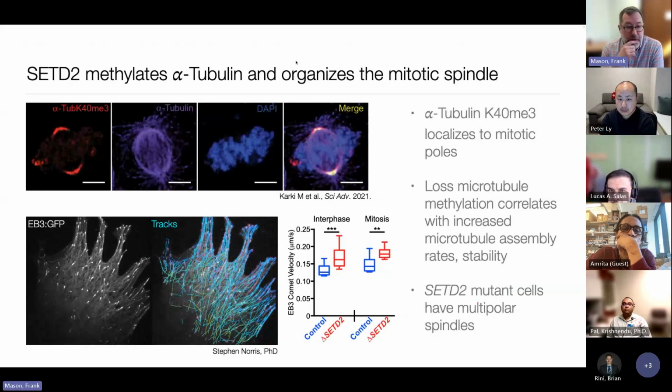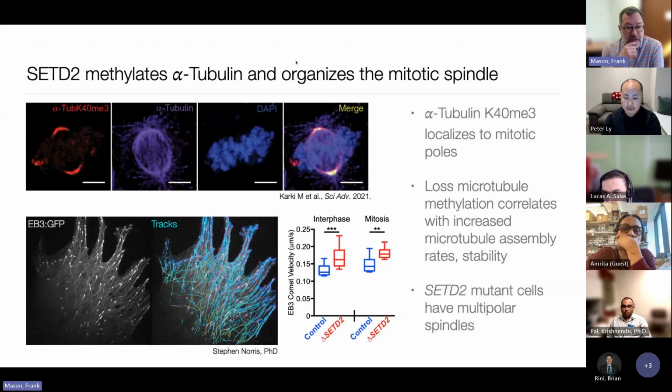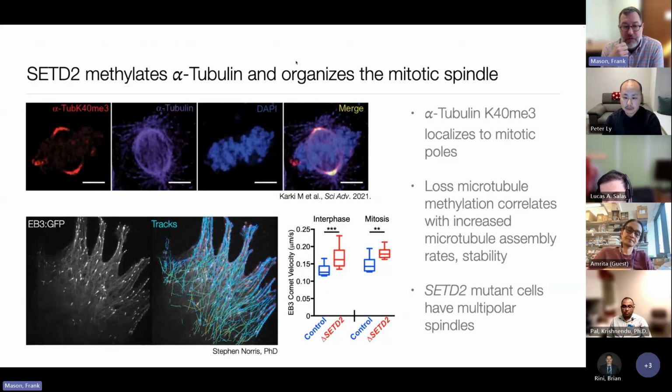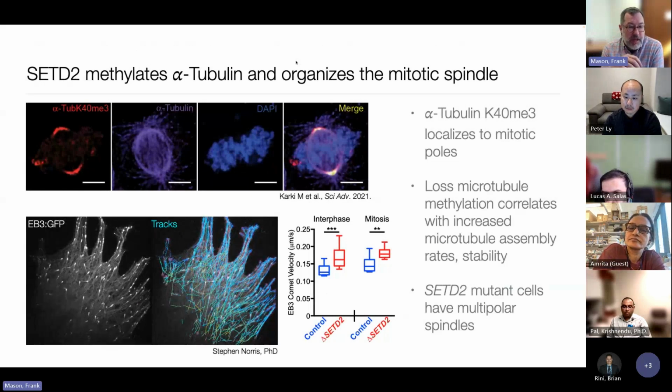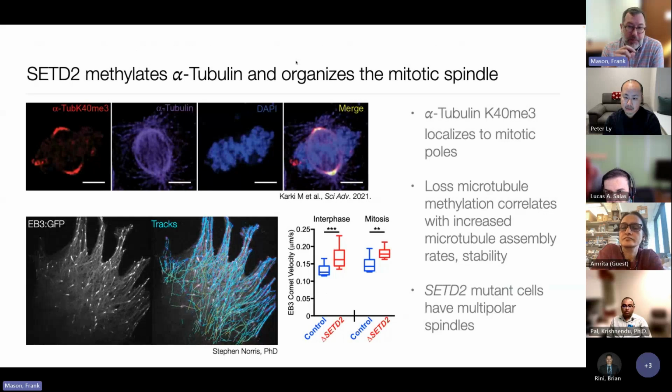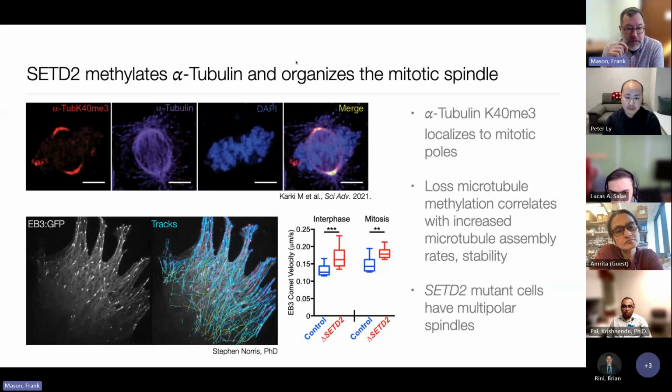And we've been able to show recently that loss of SETD2 and tubulin methylation increases microtubule growth rates. So in this experiment, we've expressed EB3, which is a microtubule plus end binding protein, fused to GFP here.